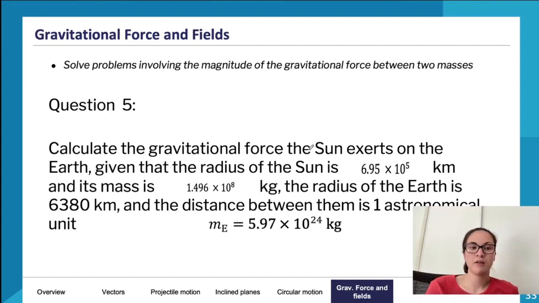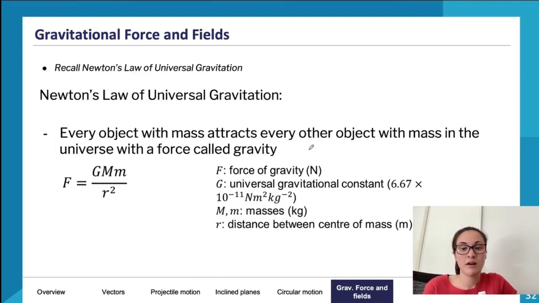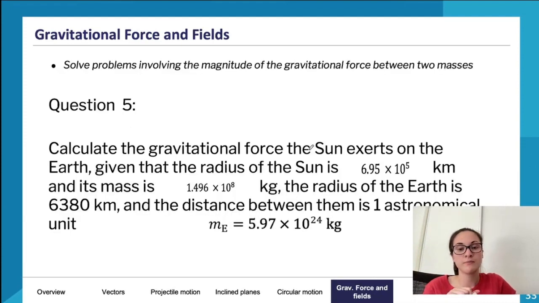If you wanted to start putting it into that formula and have a go at it, I advise you to get started now. But remember your conversions, because these are given to you in kilometers, and you need your distances between the centers of mass to be in meters. That's something that always trips people up.